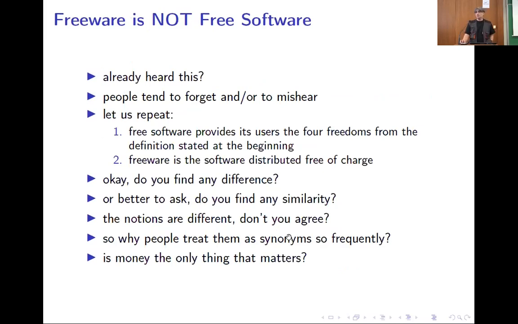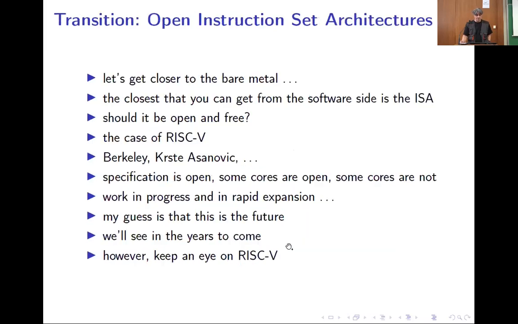Well, something we already stated, freeware is not free software. You already heard this? Yeah, sure. People tend to forget and to mishear that, but let us repeat. First, free software provides its user with the 4 freedoms from the definition stated at the beginning. On the other hand, freeware is software distributed free of charge. Okay, do you find any difference between these two terms? Or better to ask, do you find any similarity? The notions are different, don't you agree? So why people tend to treat them as synonyms so frequently, actually, I don't know. I realized that while organizing this conference, we frequently had trouble with that because people believe that freeware is free software. No, that's quite different. Look and feel is different. Rights are different. Everything is different. Well, is the money the only thing that matters? That's the question.